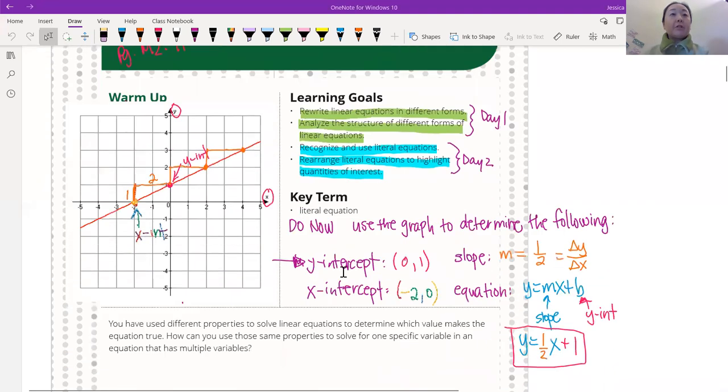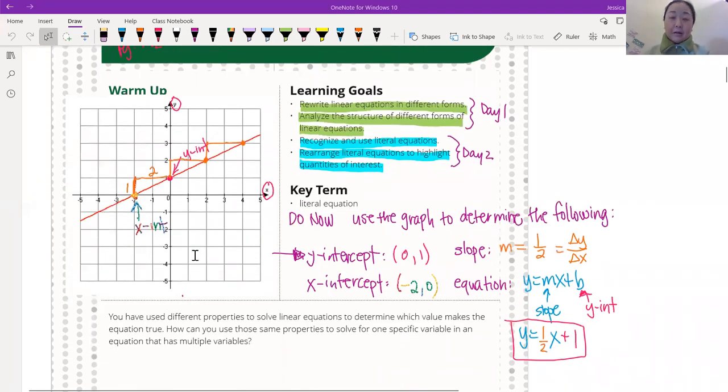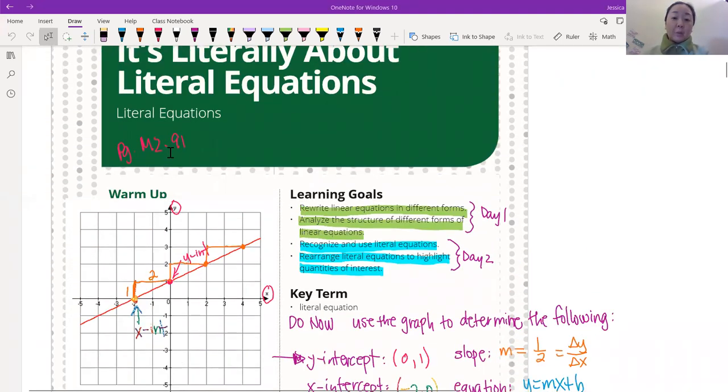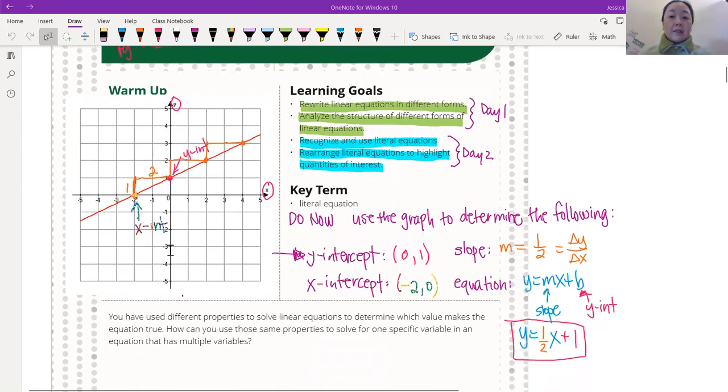Okay, so if you notice right here, this is not the do now. This is page M291 of volume 1, your book. And this is definitely not that do now, the warm up. I changed it because this would be more pertinent to what we're doing right now. So if you notice this graph right here, I ask for the y-intercept, x-intercept, slope, and the equation.